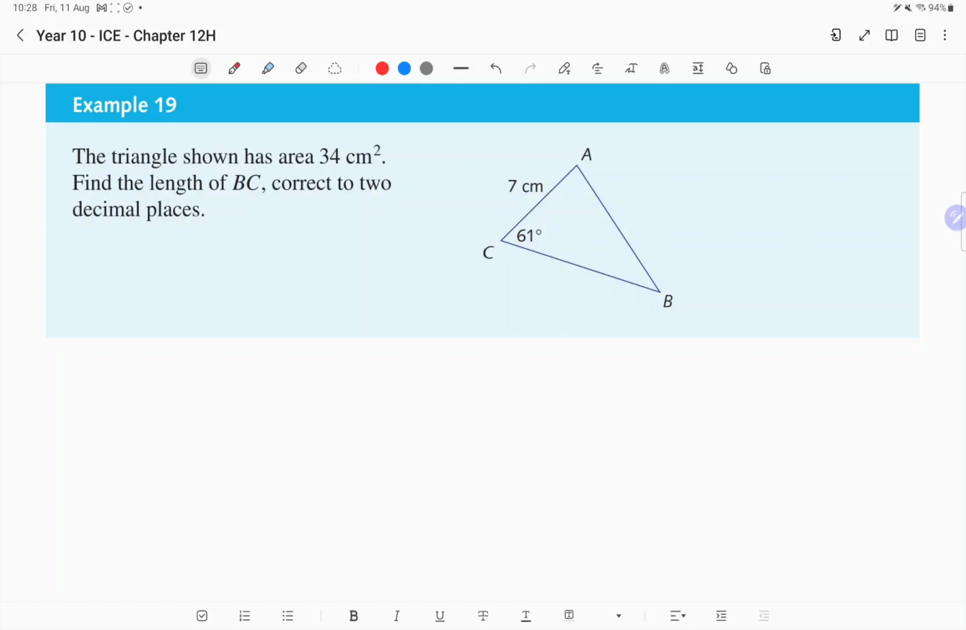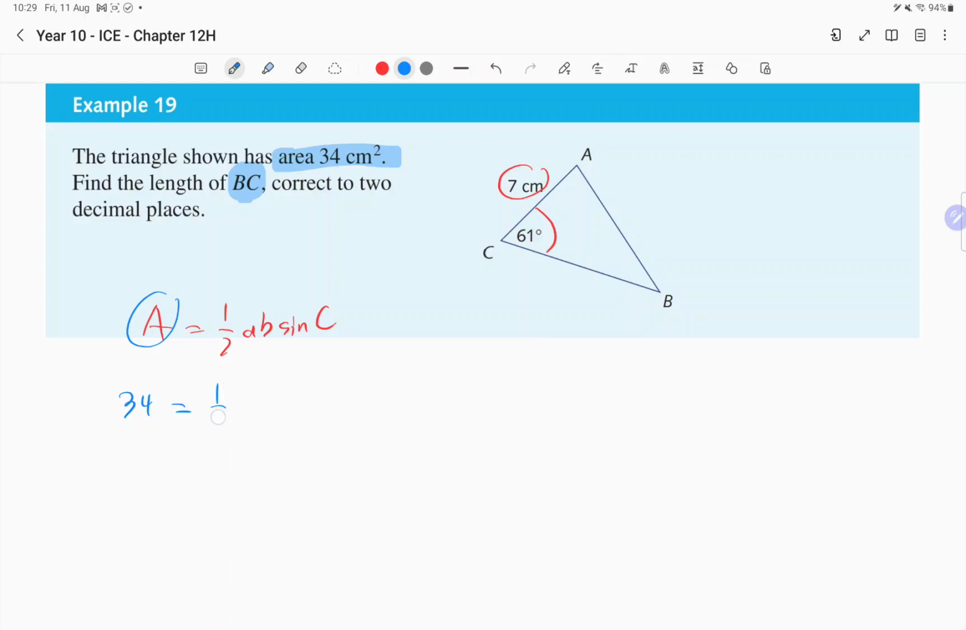Okay, now let's have a look at another example here. We have one side and the included angle, but we don't have any other side. We do have the area though. The area is 34 centimeters squared, and we need to find the length of BC. So this one, we're actually given the area. Using the area rule, A equals half ab sine of the included angle C, we'll put in what we know. So the area is 34.